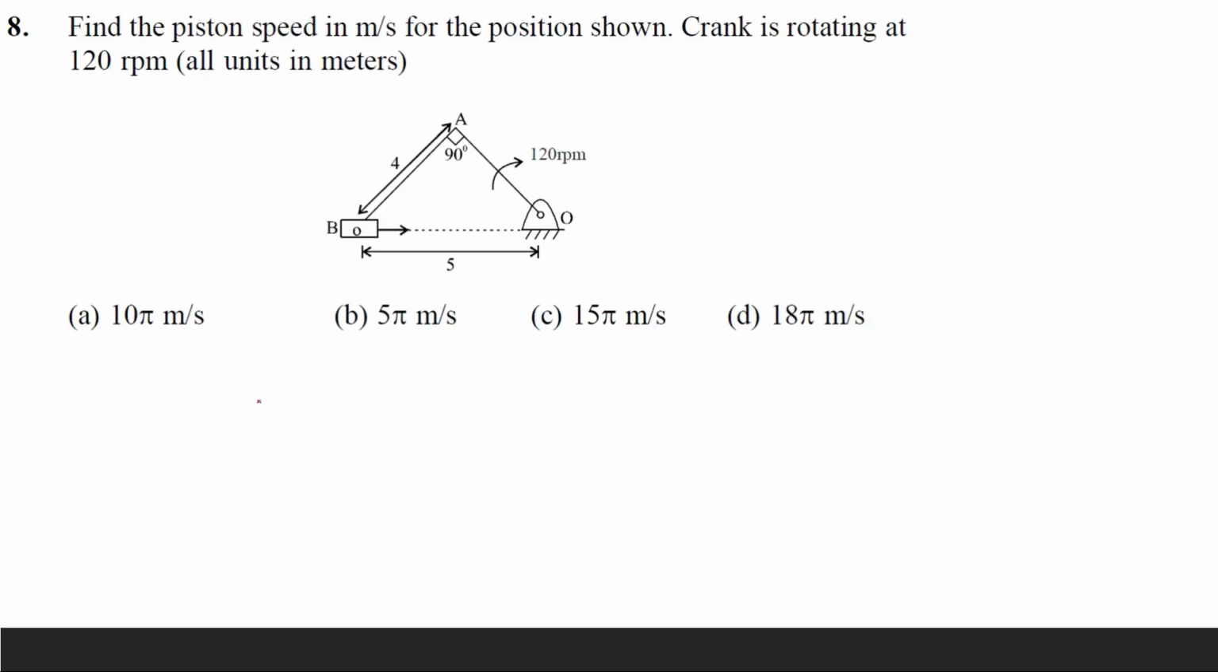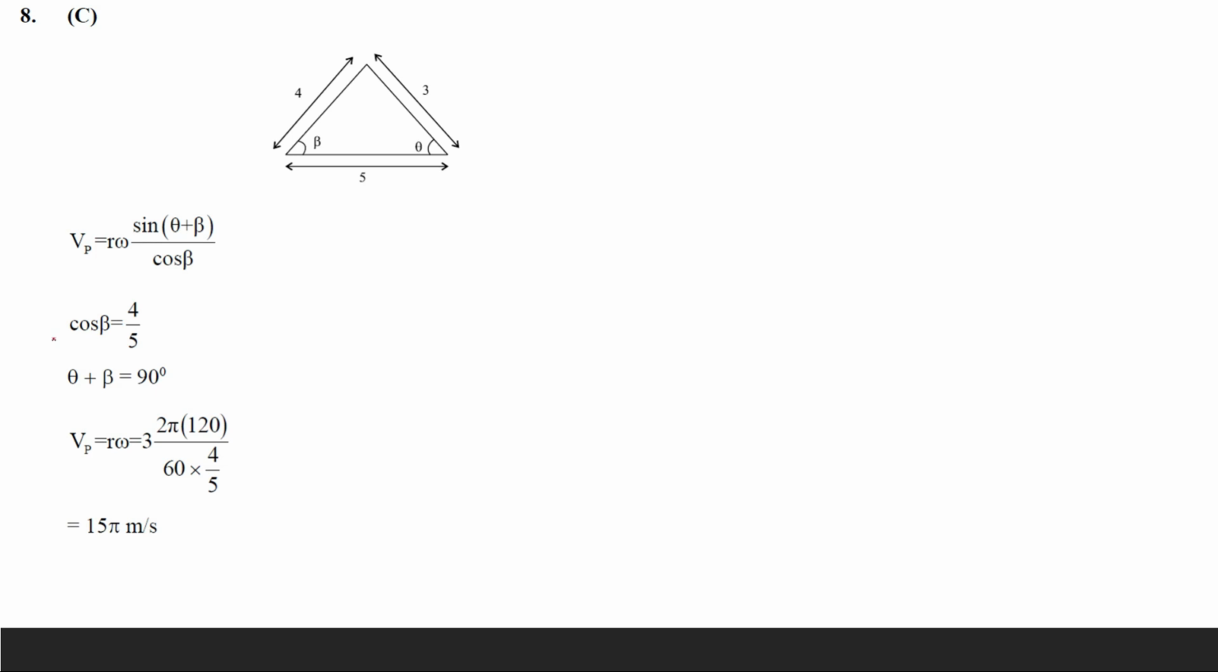Now let's proceed with the next question. Find the piston speed in meter per second for a position shown. Crank is rotating at 120 rpm. Okay, so crank is rotating at 120 rpm. Piston speed you have to calculate. We have a direct formula for calculation of piston speed that we have used in the last question also. Vp equal to r omega sin(theta plus beta) by cos beta. Now if this angle is 90 degree, then I can ignore this angle, and cos beta is nothing but base, that is base 4 divided by hypotenuse, hypotenuse is 5.